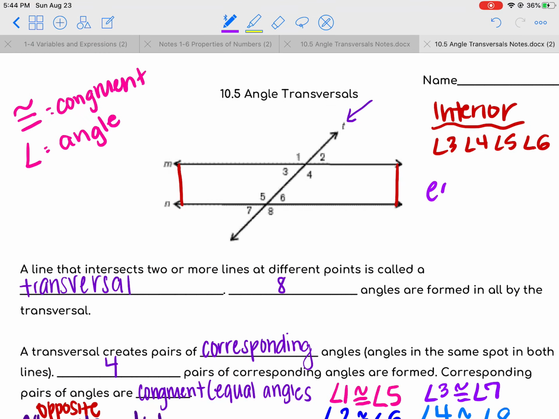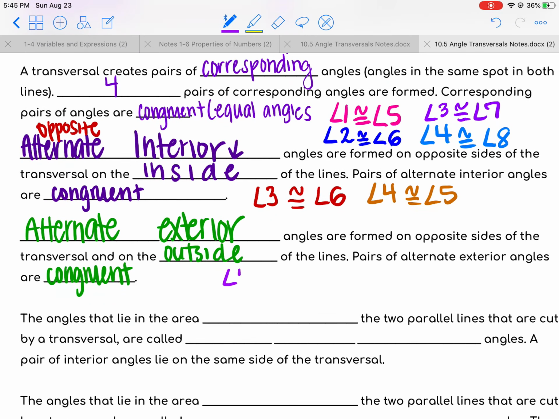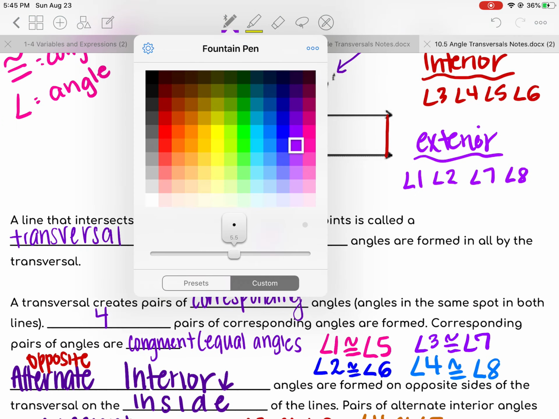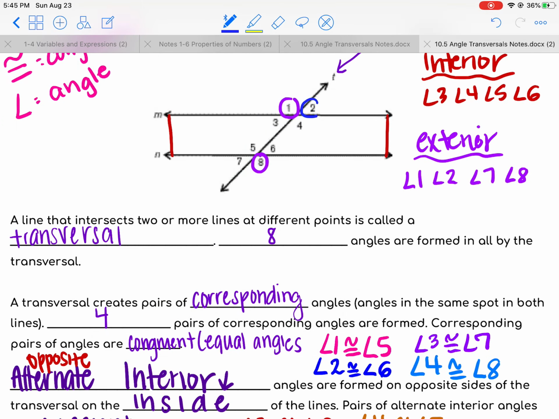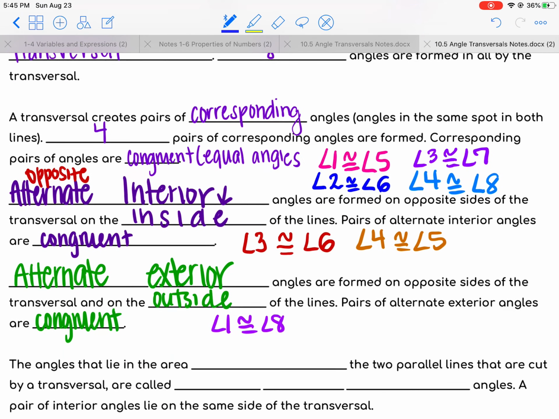So the exterior angles, go ahead and list those, are angles 1, angles 2, angles 7, and angles 8. They have to be on opposite sides of my transversal, not my parallel lines. So if I have angle 1, the opposite exterior angle for that is going to be angle 8. So angles 1 and 8 are alternate exterior, and that leaves angles 2 and 7 to be the other pair of alternate exterior angles.